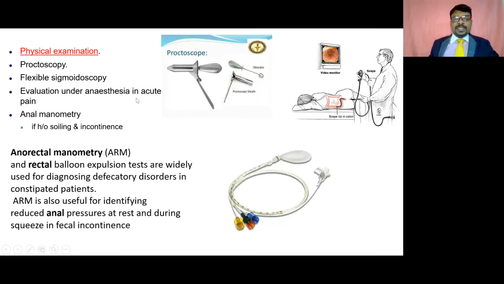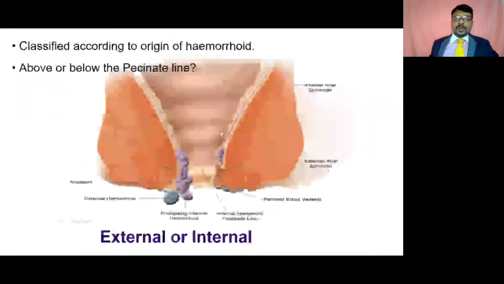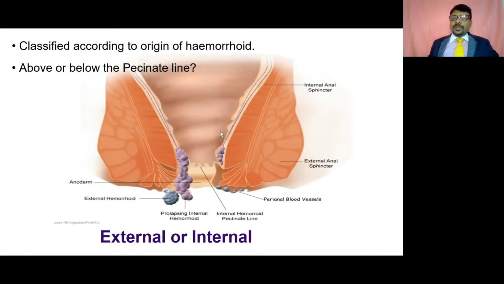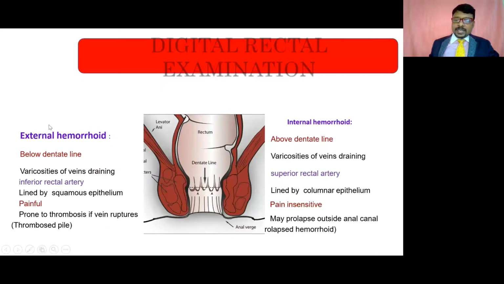So these are some physical examinations while examining the anorectal region. These are the procedures. If you see, there are different types of hemorrhoids. Just now we discussed internal hemorrhoids and also external hemorrhoids. If you see the dentate line, here the dentate line is there. This is the rectum and this is the anus, and also the anal sphincter muscles. So this is the dentate line.